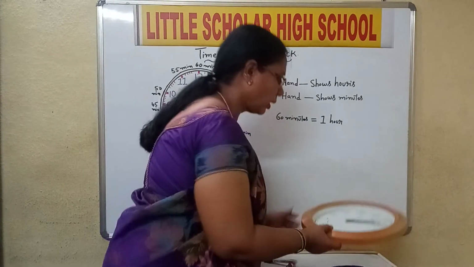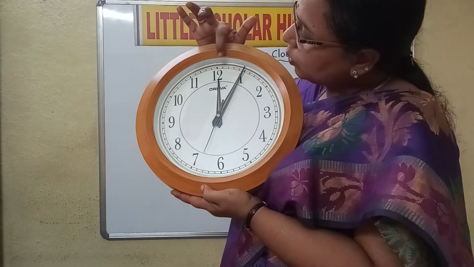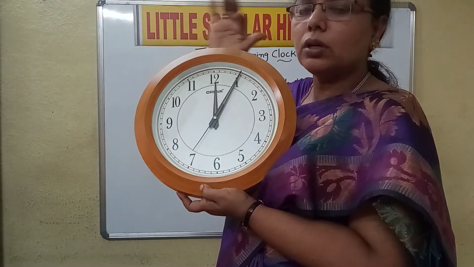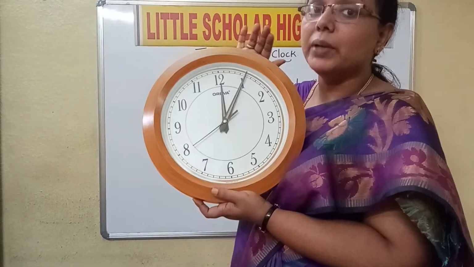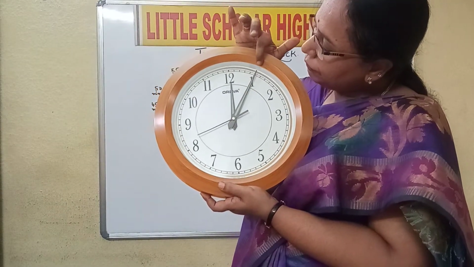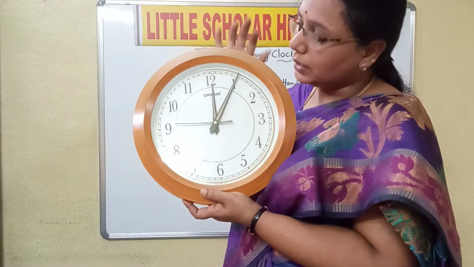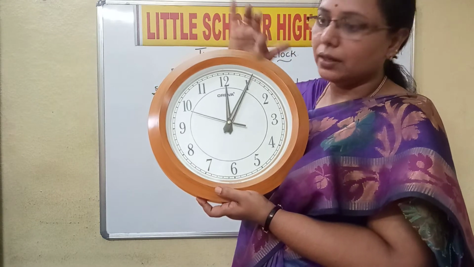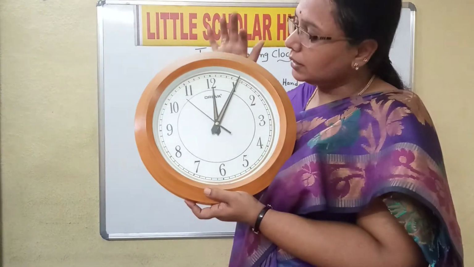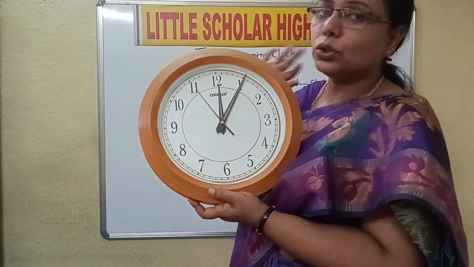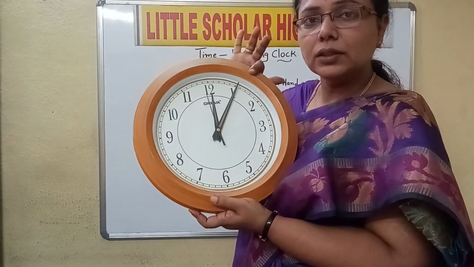Now look here. Where is the small needle? The small needle is on 12, so 12 o'clock. But where is the big needle? The big needle is on 1. So what is the time now? It is 12:05, or we can also say 5 past 12. Clear, children? 5 past 12.